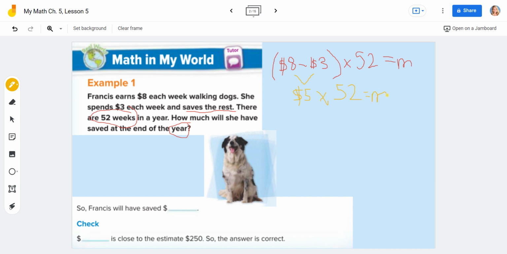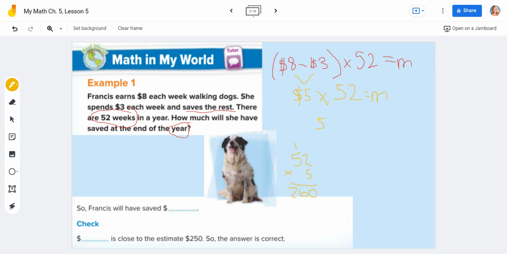Now, in order to solve, let's see if I can get my mouse working. In order to solve, now I have 52 times $5, or 5 times 52. So I'll definitely want to stack that, and it's got a spot for you to stack it. 52 times 5. 2 times 5 is 10. My 0, carry my 1. 5 times 5 is 25, plus 1 is 26.